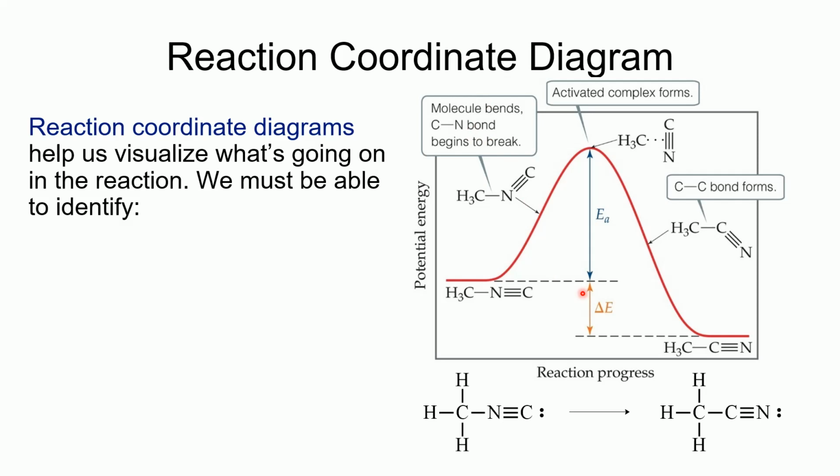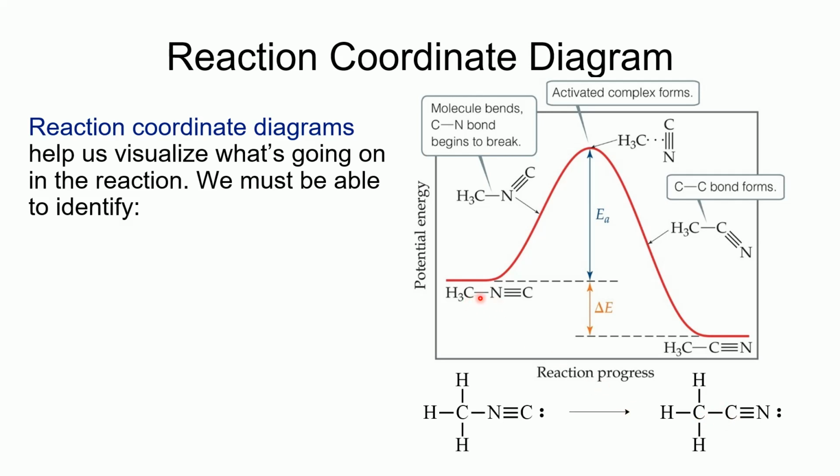On the x-axis, we have what is called the reaction coordinate. In this book, it's called reaction progress, I think is the term that it uses. The reaction coordinate, or again, the reaction progress, tells us how far from reactant to product we have gone. Over the course of this reaction, we need to break this bond between carbon and nitrogen, and we need to make a new bond between these two carbons.